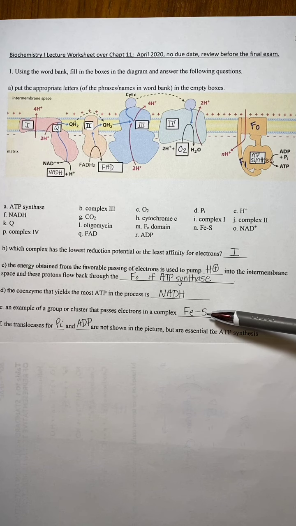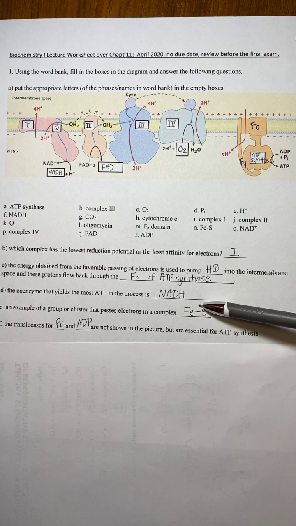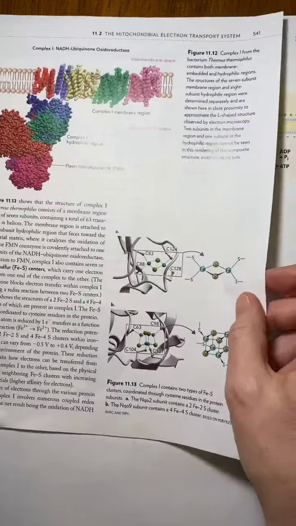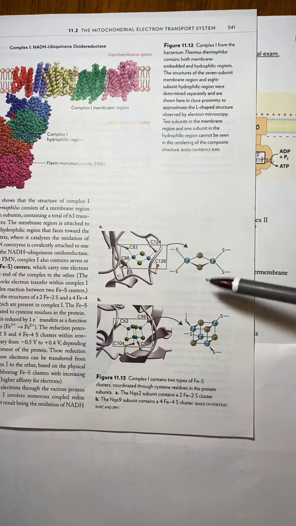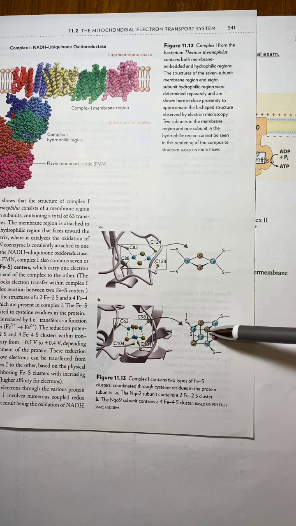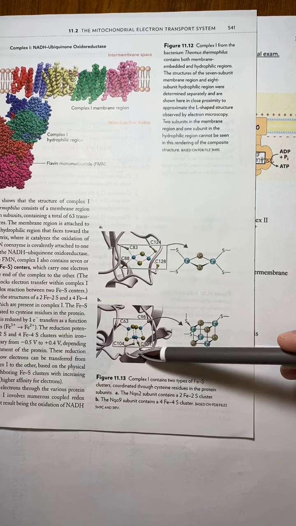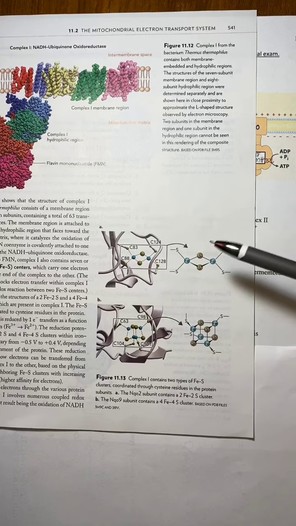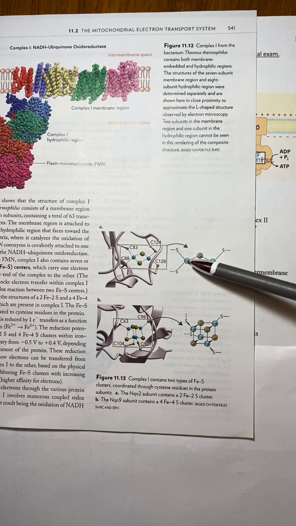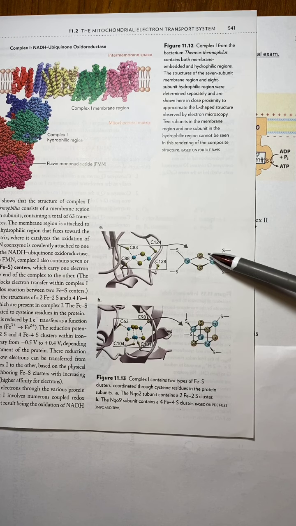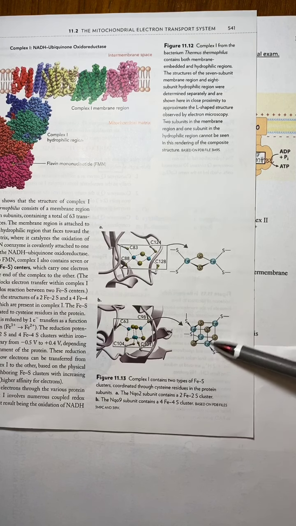An example of a group or cluster that passes the electrons would be the iron-sulfur cluster. So what we're looking at is some group on one of these complexes that actually handles the electrons. And I have a picture of that here from your textbook. So here are 2 examples of iron-sulfur clusters that are incorporated into some of the complex proteins. The sulfurs are the brownish spheres and the irons are the teal spheres. So you can get different shapes of these, different amounts. This is a diamond shape and this is a cubic shape.